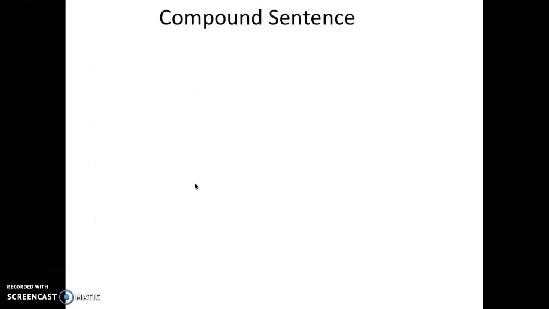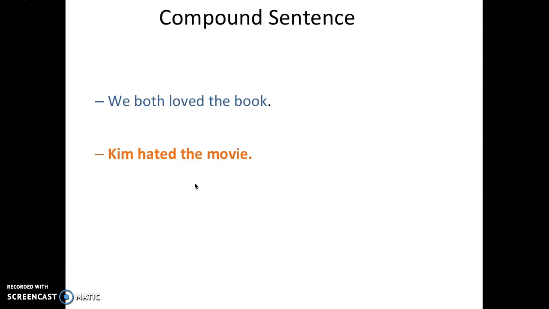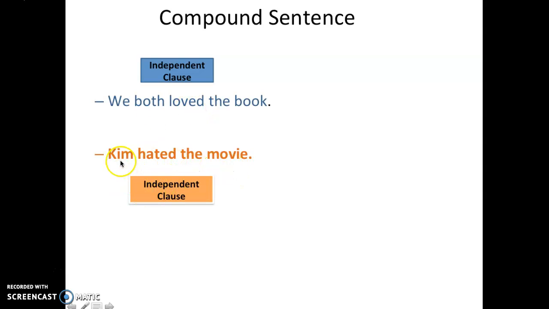Now, when we talk about compound sentences, this is how a compound sentence is formed or structured. If you have this sentence, we both love the book, Kim hated the movie, okay? This is called an independent clause. Why? Because this sentence makes perfect sense. We both love the book. Perfect. There's no problem. You have your subject, verb plus the complement, what's left of the sentence. Here, Kim hated the movie.